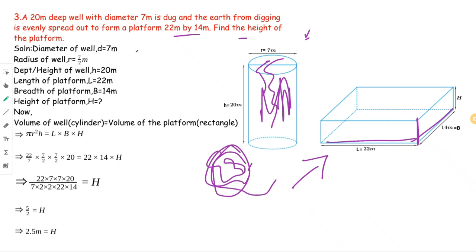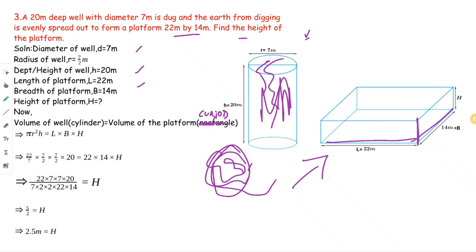So we can write down the given and all here. Like I said, volume of the well, which is in the shape of a cylinder, should be equal to volume of the platform, which is in the shape of a cuboid or rectangle. Let's write a cuboid. Okay, I think that will be better. Write down cuboid.